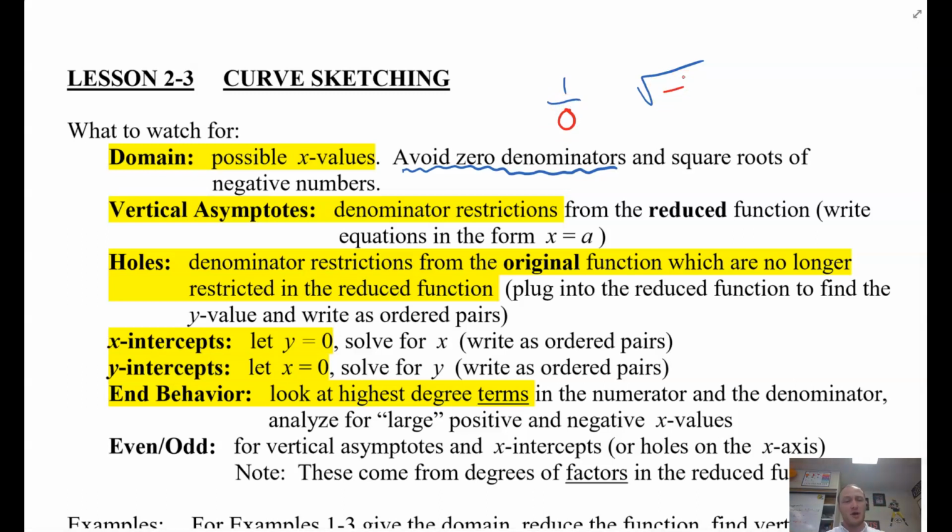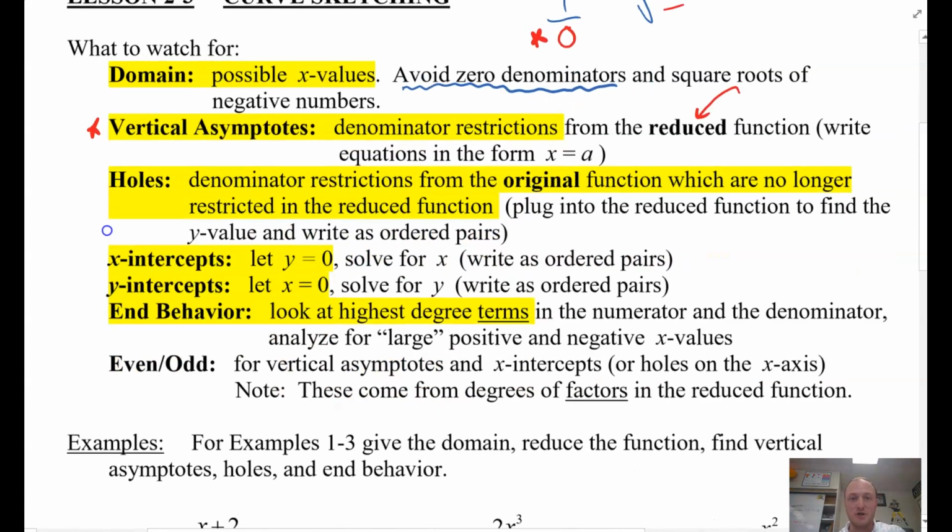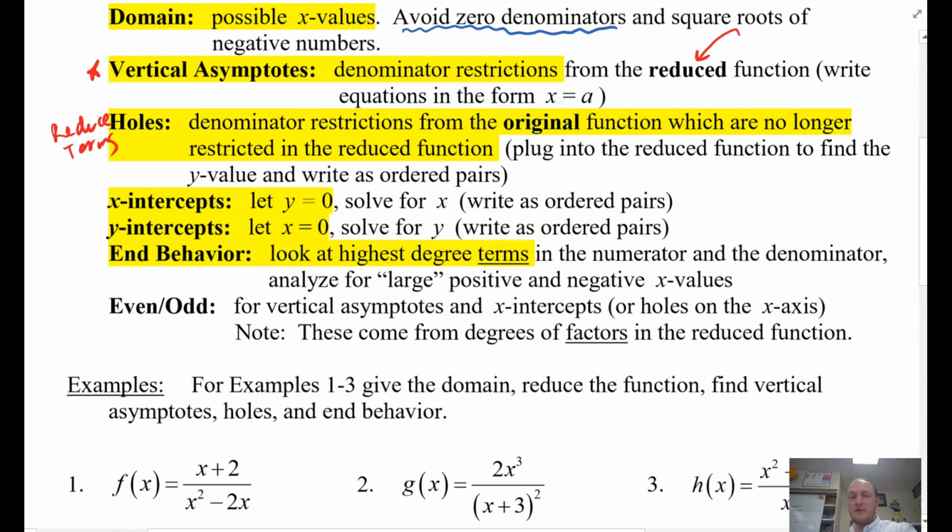Vertical asymptotes. Vertical asymptotes come from our denominator restrictions, okay? So in this case right here, if this happens, then we get a vertical asymptote. And then we'll look at reducing the function and what happens there. Now, if you reduce a function, you have another discontinuity. This is a hole, right? This comes from reducing terms. Okay, so we'll find those. X and Y intercepts, you guys are very familiar with those. We'll look at calculating those.